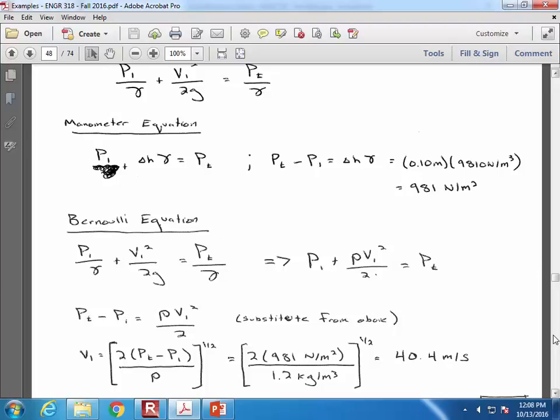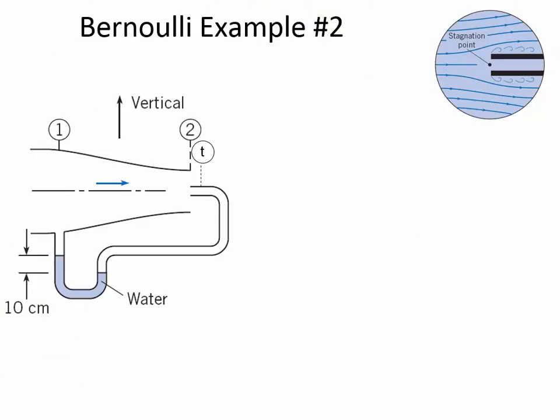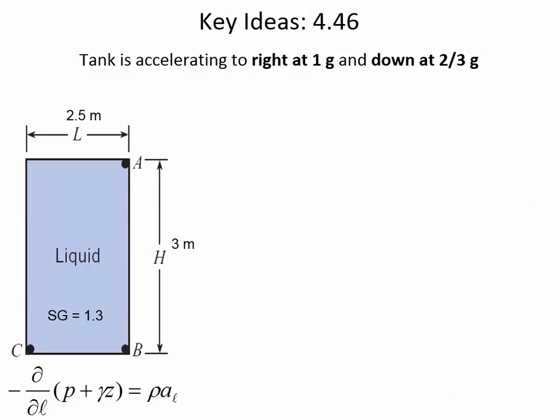Okay, I want to show you a couple of tips on the Euler's equation problem that you've got on your next homework assignment. You've got a tank of water that's accelerating in two directions simultaneously. It's accelerating to the right at 1g, meaning 9.81 meters per second squared. And then it's accelerating down at 2/3 g. The dimensions are given in the problem statement. It's a tank that's 3 meters tall and 2.5 meters wide.